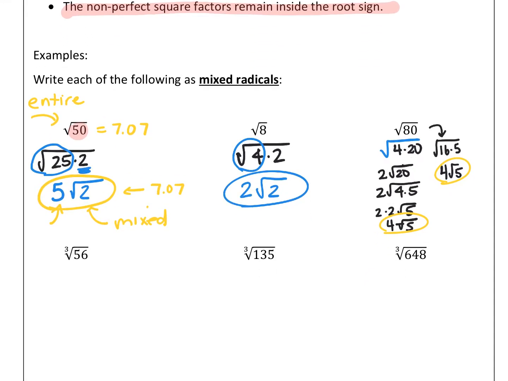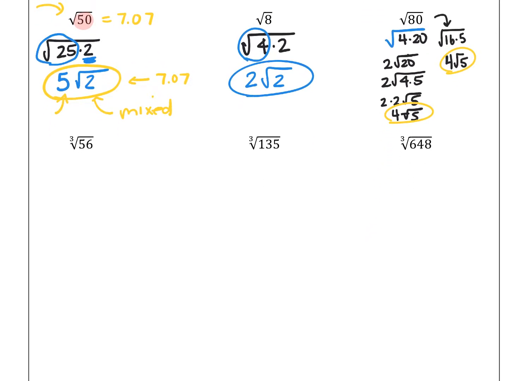Let's look at some cube roots. Again, we want to have our list of perfect cubes. So the cube root of 56: we look at our list of perfect cubes and see what goes into 56 that has a perfect cube root. So 8 times 7, and the cube root of 8 is 2, and this cube root of 7 is stuck inside of there.